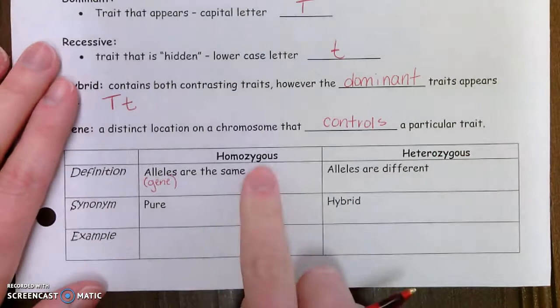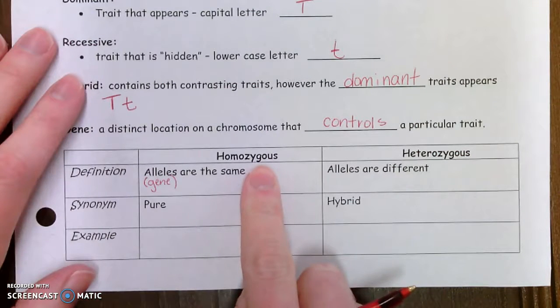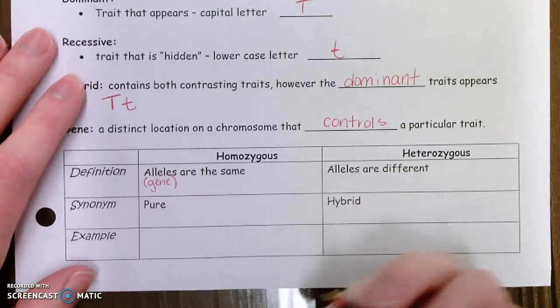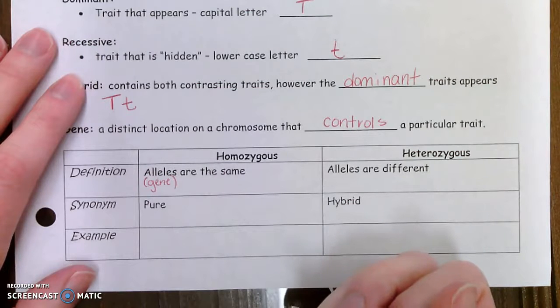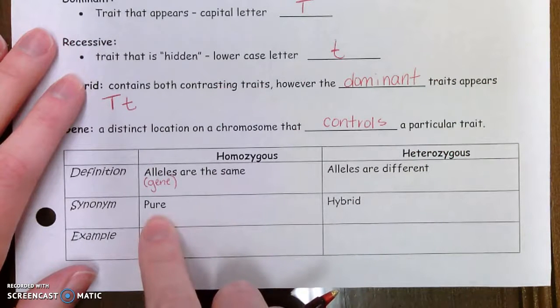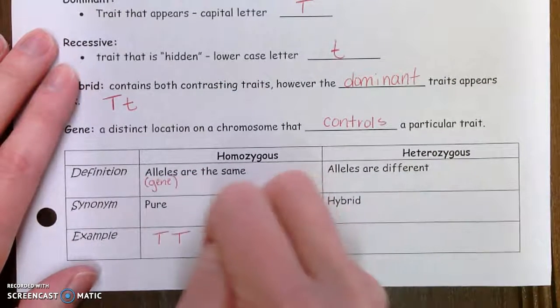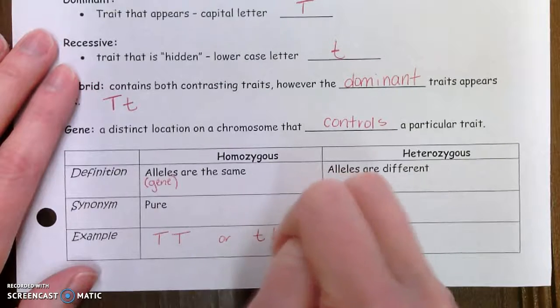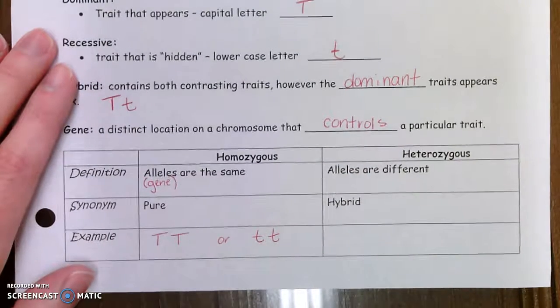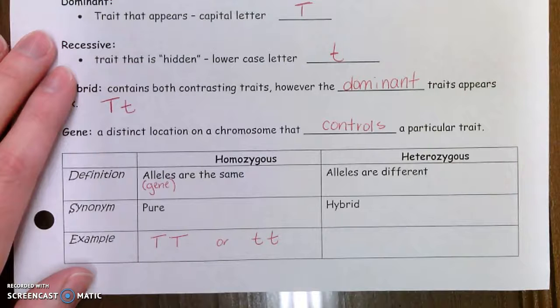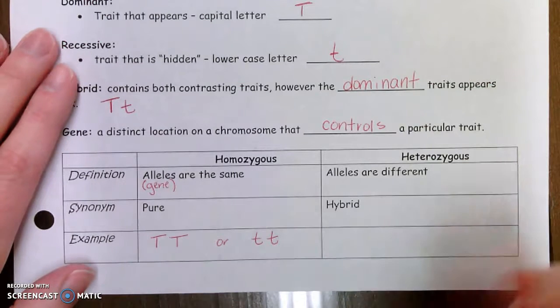So in terms of a homozygous organism, they would have genes that are the same. So two capital or two lowercase. A synonym or something that means the same would be pure. So, for example, you can have capital T, capital T, or lowercase t, lowercase t. You have two of the same letters.